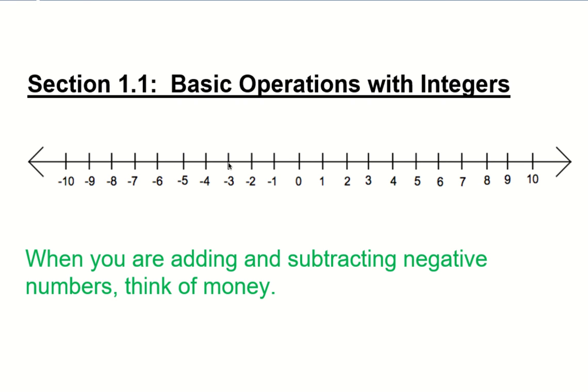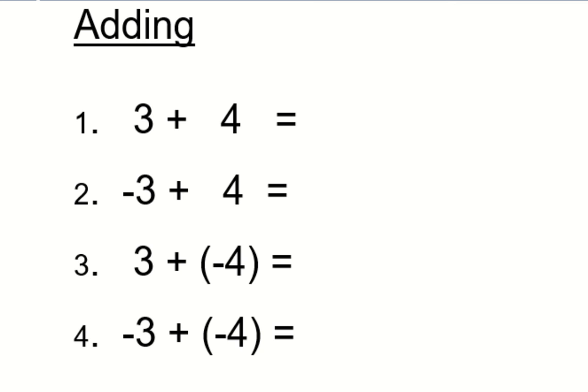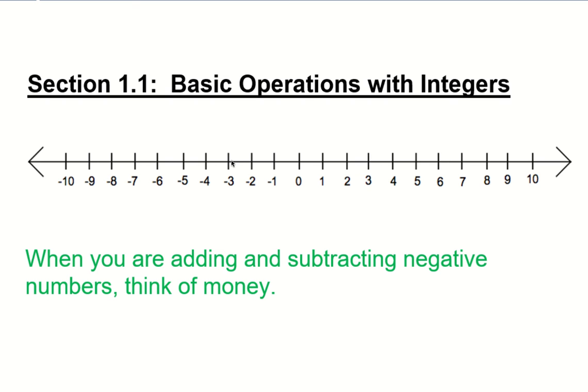And let's say you were doing -3 minus 4. If you're subtracting, that's moving to the left. So you would start here and you would go to the left 1, 2, 3, 4 spaces, and your answer would be -7. So again, adding is a move to the right and subtracting is a move to the left on a number line.